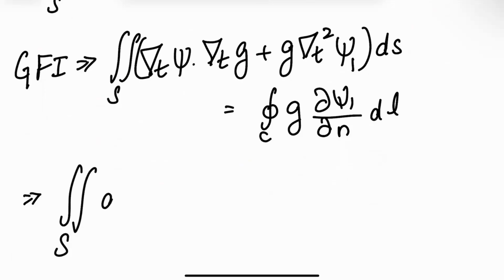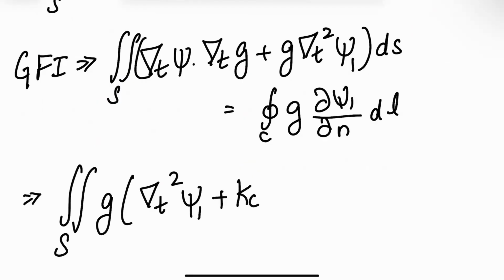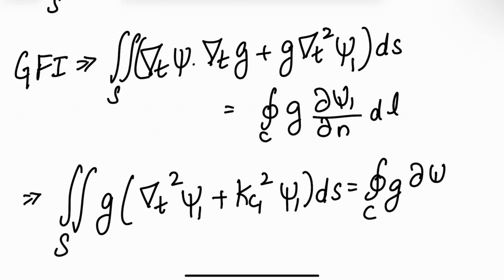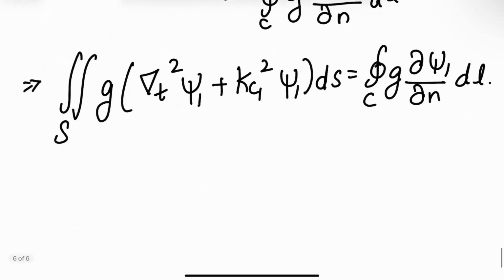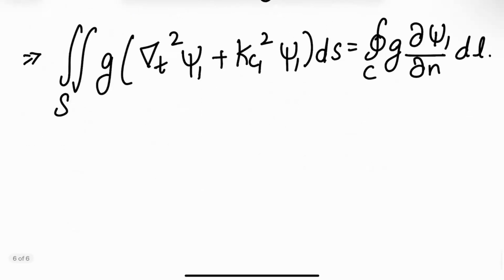surface integral g of del t square psi 1 plus kc1 square psi 1 ds is equal to contour integral g d psi 1 dn dl. Okay. So now another claim is that the RHS is equal to 0.